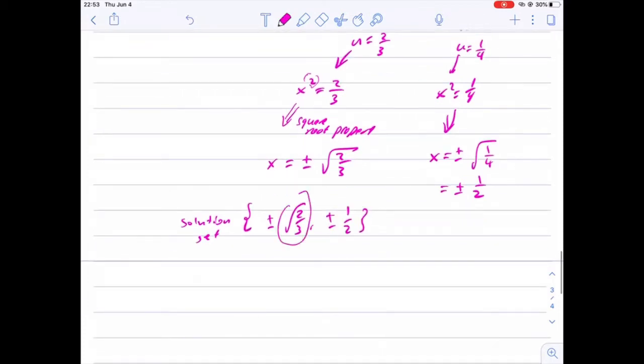Actually, you can simplify this expression because some people prefer to rationalize the denominator by multiplying by square root 3 here, and this gives us square root 2 times square root 3 is square root 6. Square root 3 times itself gives us 3. Now this rationalizes the denominator.